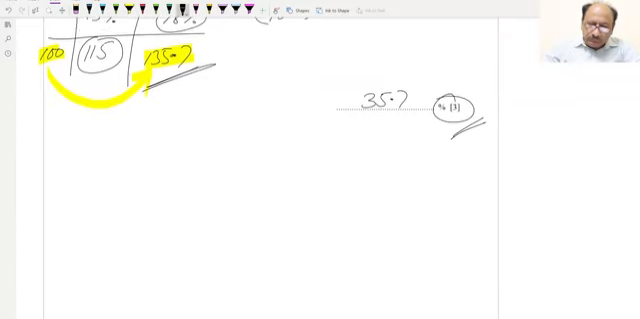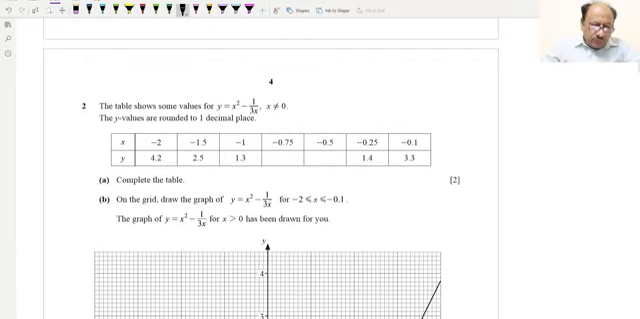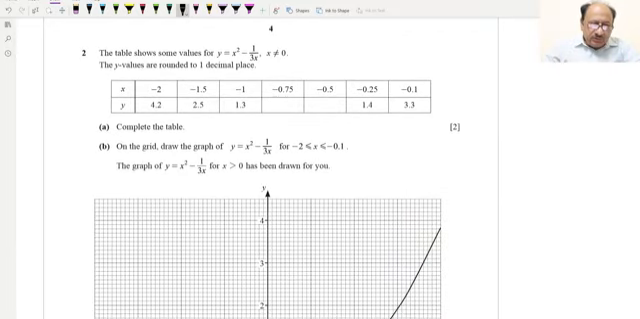Yes. Now we can move to question number 2, and question number 2 is: a function is provided, which is this one, and the table of values is also given, but these two are blank which we'll have to fill, and the y values are rounded to 1 decimal place. Complete the table, and this is a 2 marks task.